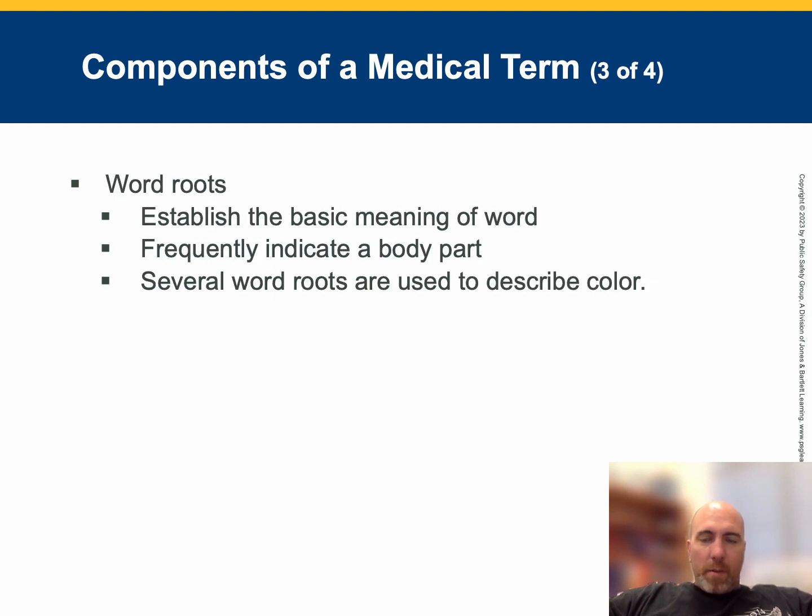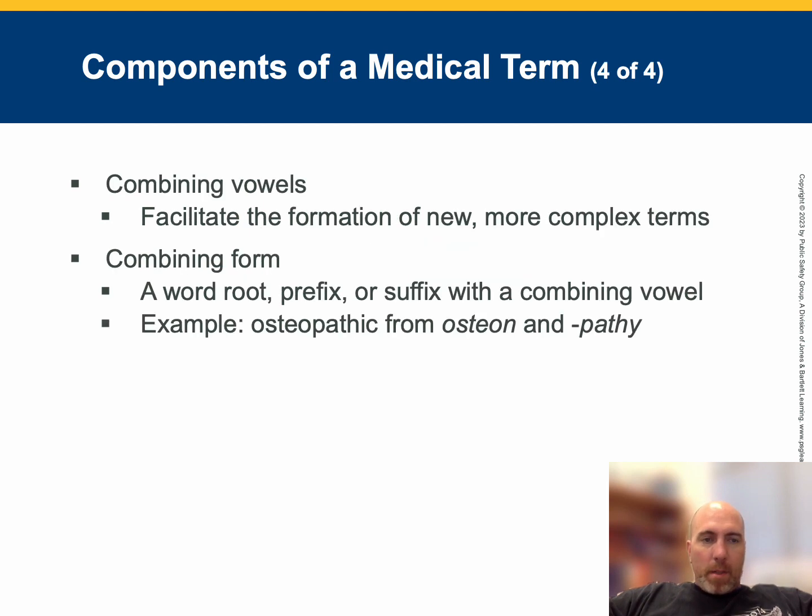The root establishes the basic meaning of the word and frequently indicates a body part. Combining vowels facilitate the formation of new or more complex terms. A combining form is a word root, prefix, or suffix with a combining vowel. Osteopathic is an example. The first word root is osteon, osteon.